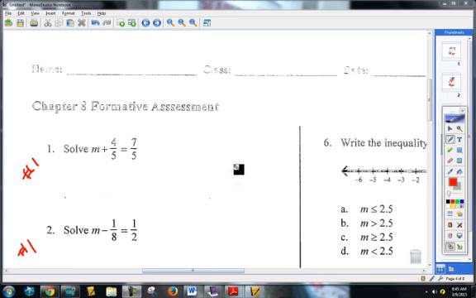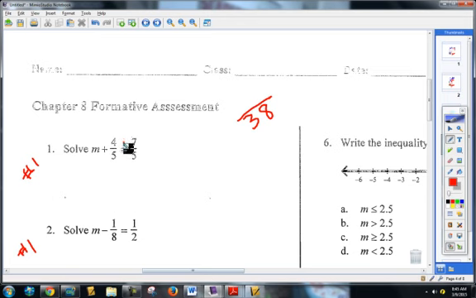Okay, so here we got the Chapter 8 formative. It's going to be out of 38 points, which means I think you can miss 2. Now, if you get the bonus, you can actually miss 3, I believe. Okay, so learning target number 1 is just I can solve one-step equations.